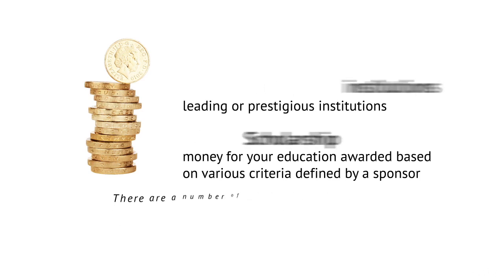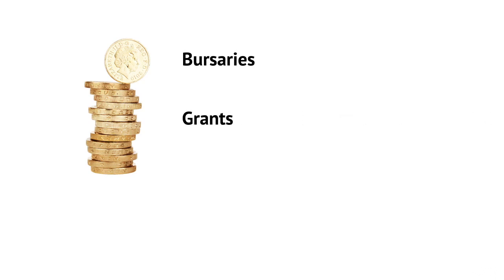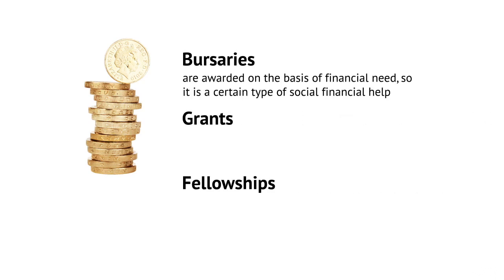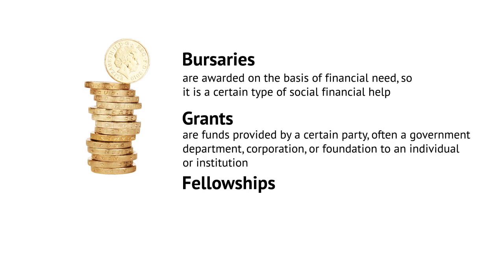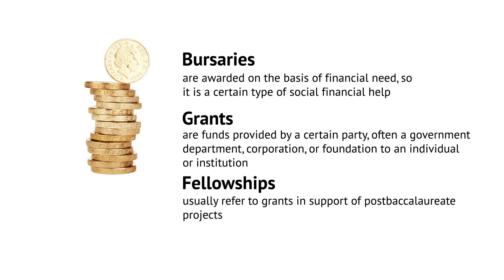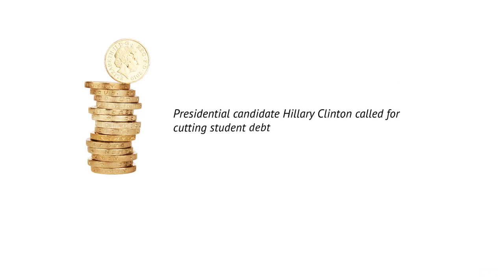There are other forms of financial aid which include bursaries, grants, fellowships. Bursaries are awarded on the basis of financial need, so it is a certain type of social financial help. Grants are funds provided by a certain party, often a government department, corporation, or foundation, to an individual or institution. Fellowships usually refer to grants in support of post-baccalaureate projects or to pre-baccalaureate projects pursued outside the standard curriculum. Example: presidential candidate Hillary Clinton called for cutting student debt.